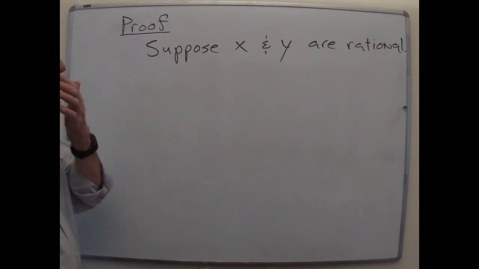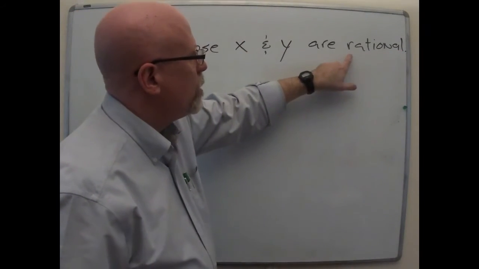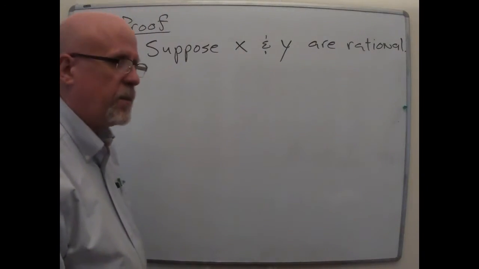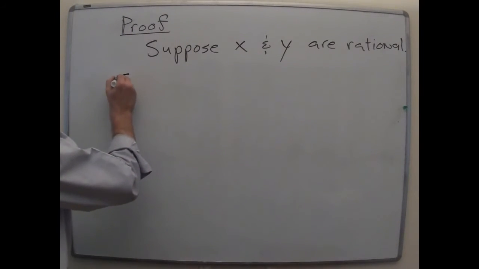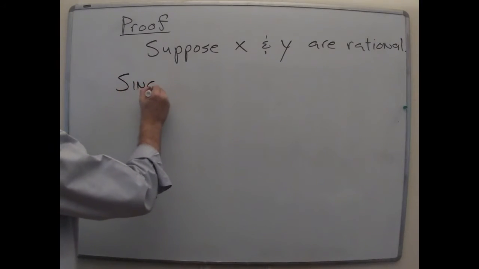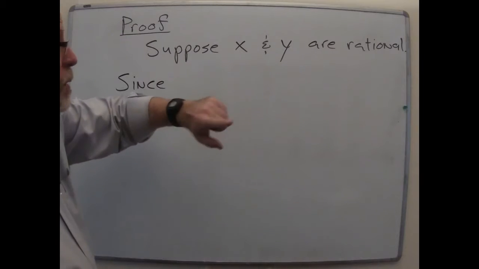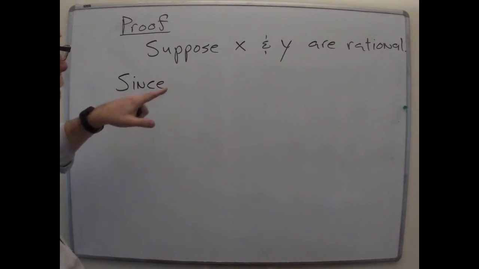I should make a point about language here, because sometimes I think it's confusing at first. You don't have to say rational numbers. You can just say rational. People understand that you mean a set of rational numbers. So suppose x and y are rational. That's our first boilerplate sentence. But now we're going to use our definition. This is always the second step you take. You suppose they're rational, well, use that fact.